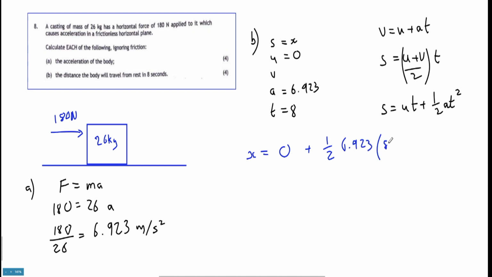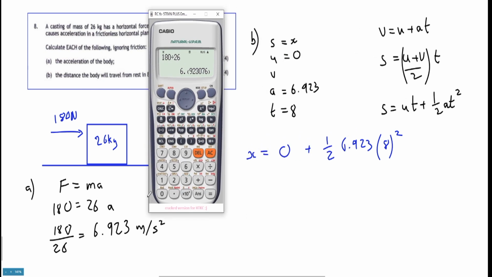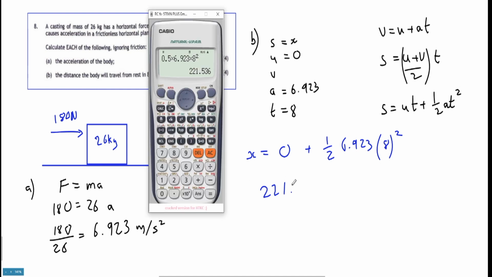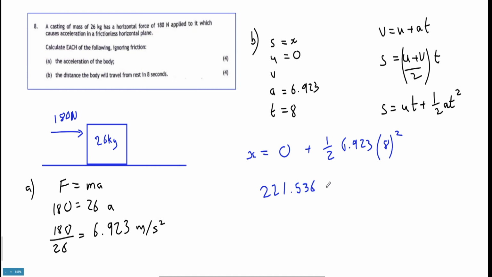It's 6.923, 8 squared. Let's get a calculator and just plug it in. This is such an easy question. I'm going to use 0.5 instead of a half, times 6.923, and then times that by 8 squared. That gives 221.536 meters, or thereabouts. That's the distance the body will travel from rest in 8 seconds. Well, easy. Next one.